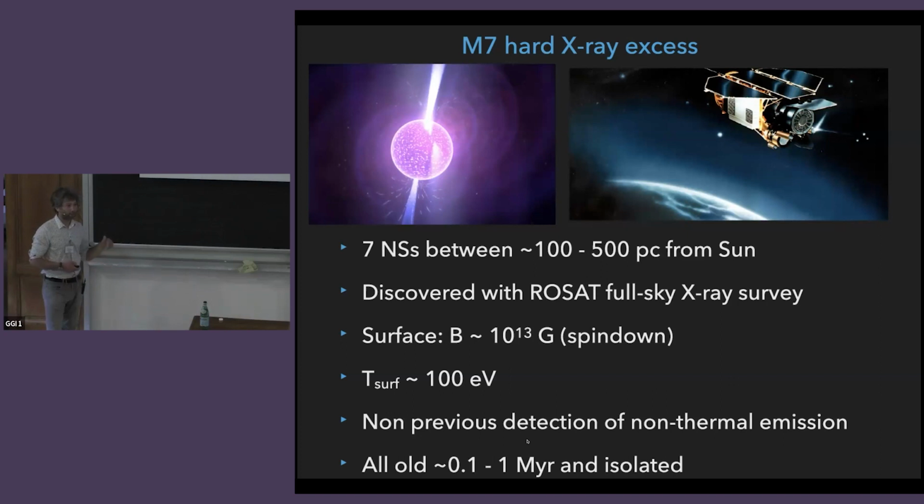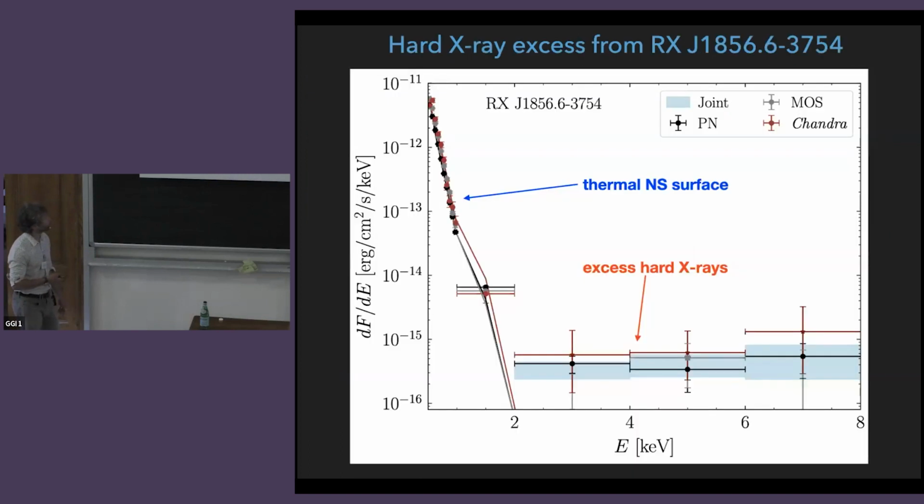But as far as we are aware, we are the first people to ever open those data sets above 1 keV. They just look at it below 1 keV because they're looking at the thermal emission, but they were collecting all this high energy data, which was super useful for us. These have large surface magnetic fields, about 10 to the 13 Gauss. Those are measured by spin down, and they're all pretty old and isolated.